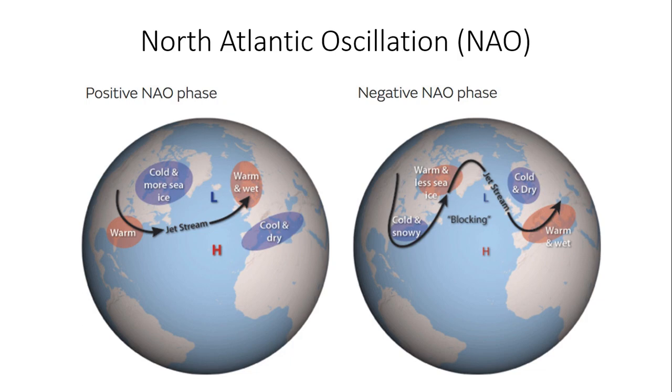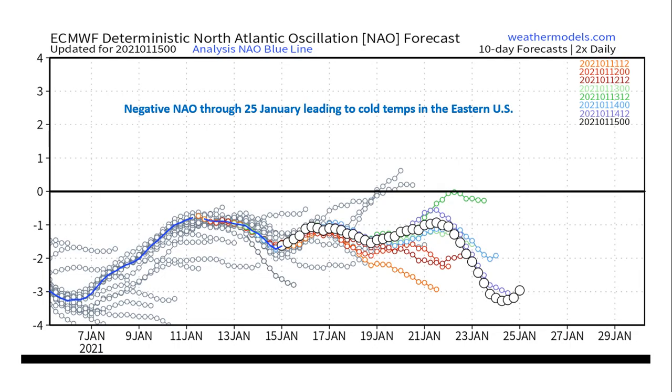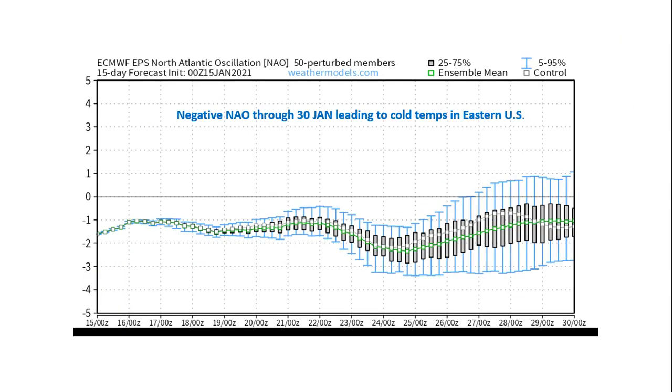So we've got two huge strong ridges on both the Pacific and the North Atlantic sides of the Northern Hemisphere right now. So let's take a look at the European deterministic NAO forecast. Notice the white circular line staying in the negative territory. Negative. Goes even further negative around the 24th to 25th of January. All right. The European EPS NAO 50-member 15-day forecast out to 30 January. Green line, average ensemble mean, right? The ensemble mean staying negative again. So we have a negative NAO on this model through 30 January.